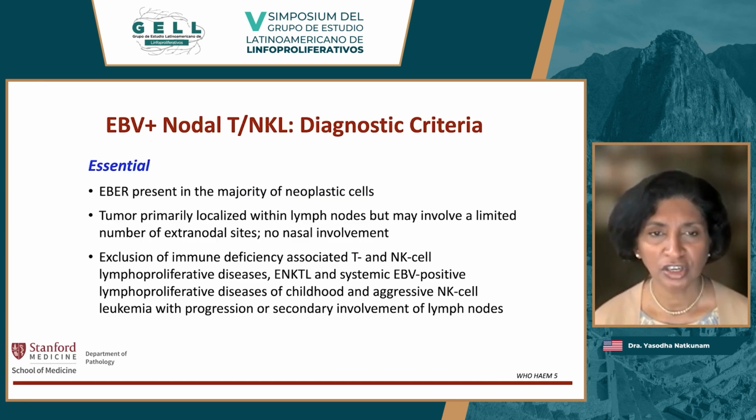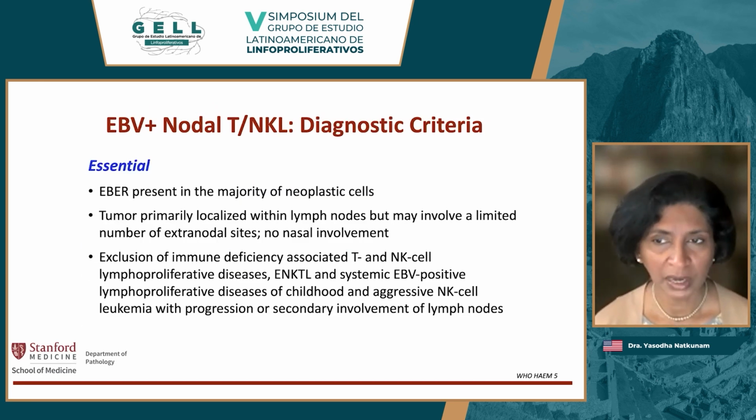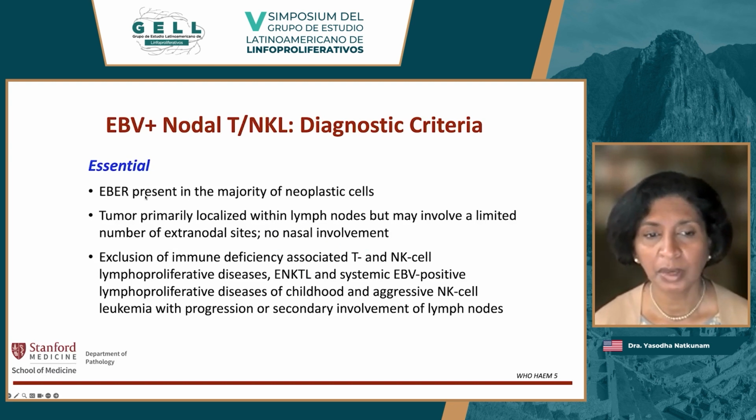The diagnostic criteria for this lymphoma are very important. EBER may be present in the majority of the neoplastic cells, but the tumor should be primarily localized to lymph nodes, and this is in contrast to the extranodal NK/T-cell lymphoma. And in fact, in the definition in the WHO classification, it actually spells out which of the other lymphomas you should eliminate, because this is a diagnosis of exclusion.